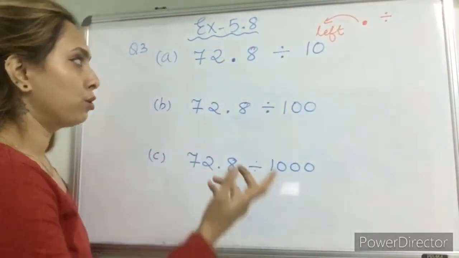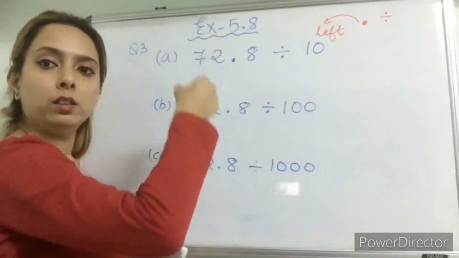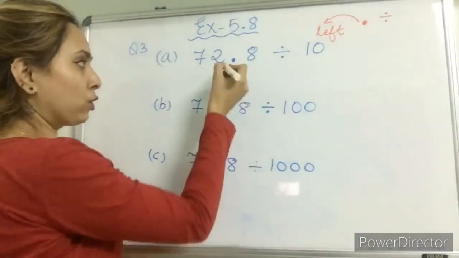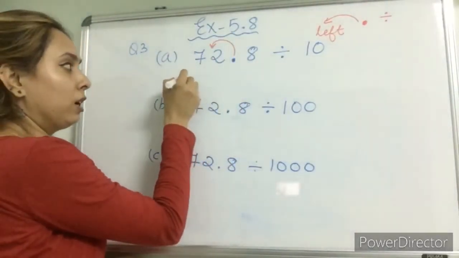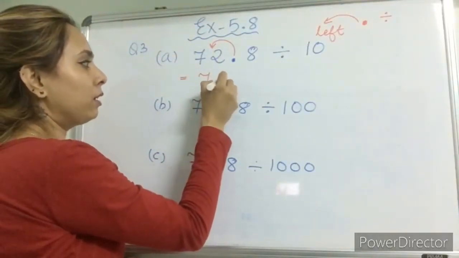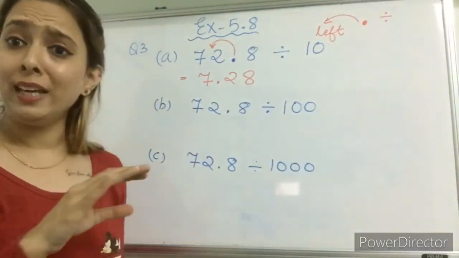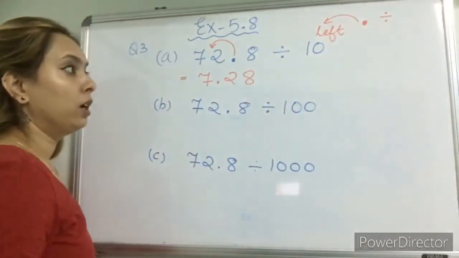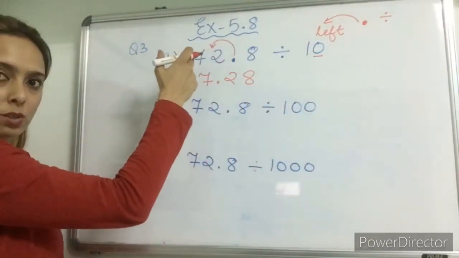So how are we going to do it? With 10, only one number will be skipped, and it will be skipped on the left side. So here we have the decimal, so it will be shifted towards the left side, and it will come before 2. So the answer will be 7.28. Direct division. It's totally easy. No need to go for the complete division. Simply change the position of the decimal. So here it was 10. So I have shifted the decimal before this 2 on the left side.